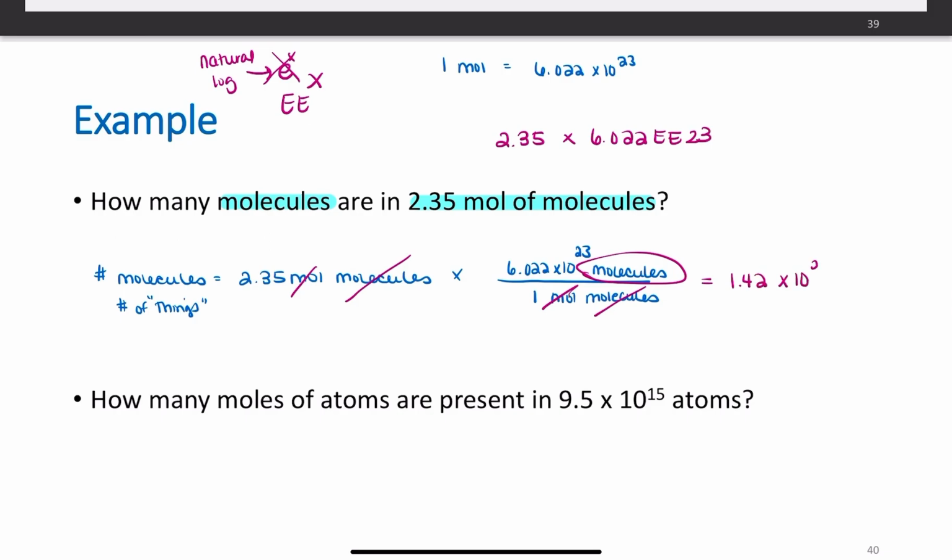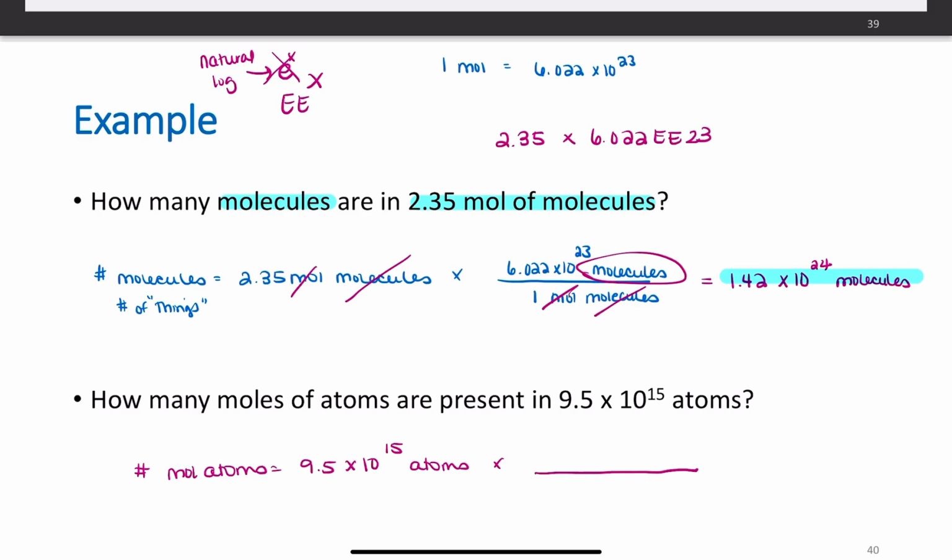1.42 times 10 to the 24th molecules. And so we have our final answer. Now what about this next question? Number of moles of atoms. How many moles of atoms are present in 9.5 times 10 to the 15th atoms? So we want to know number of moles of atoms. And we're told we have 9.5 times 10 to the 15th atoms.